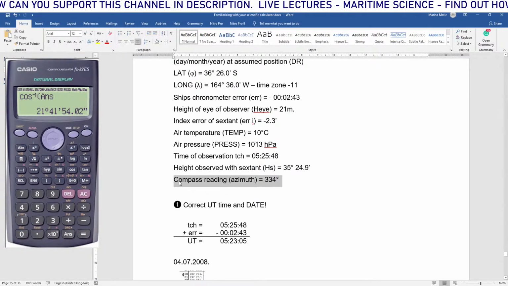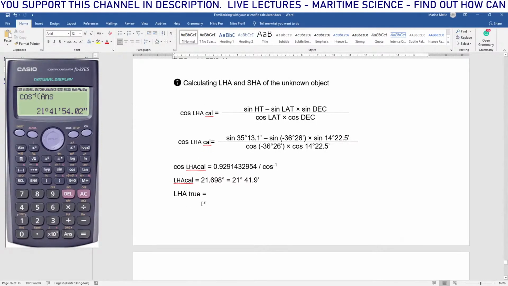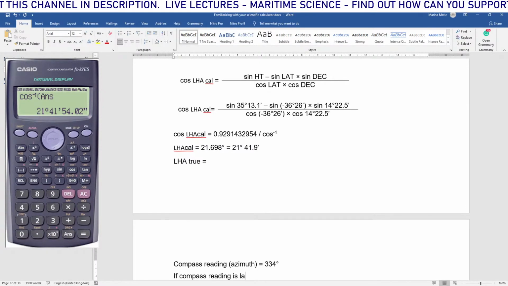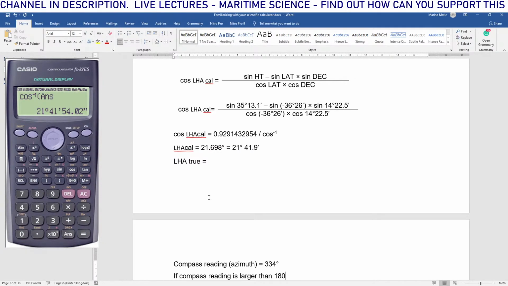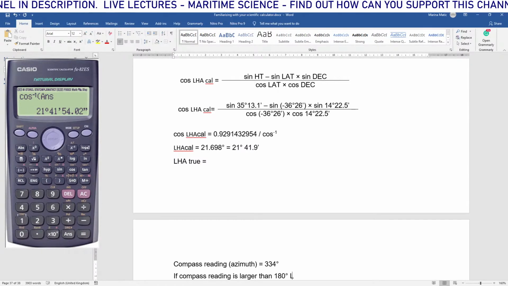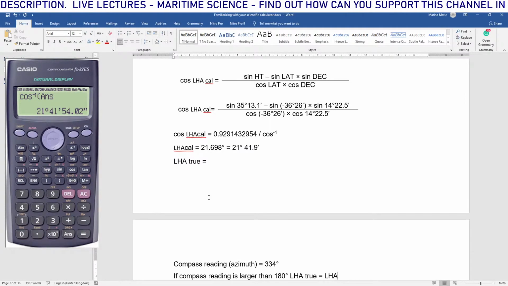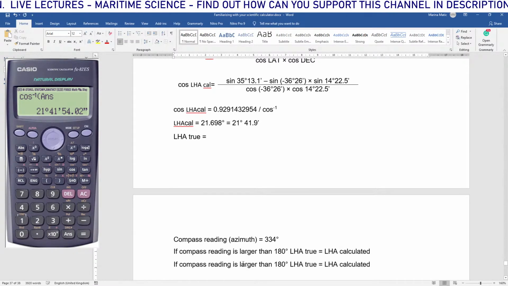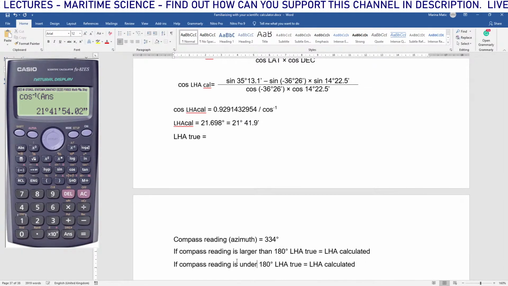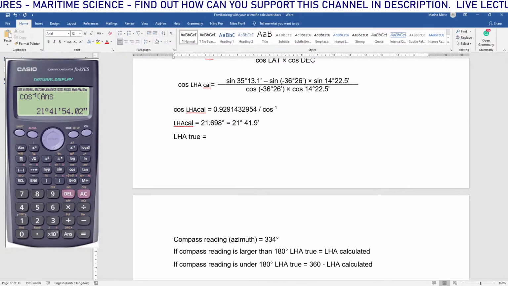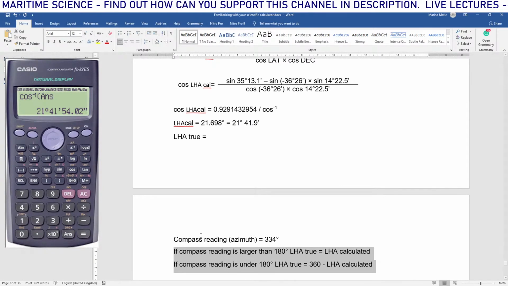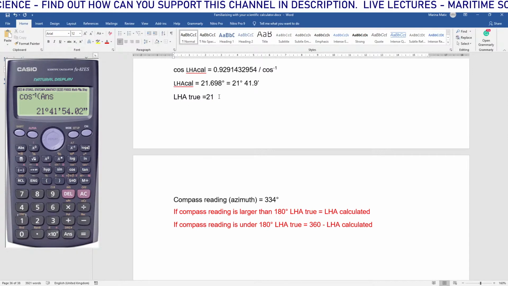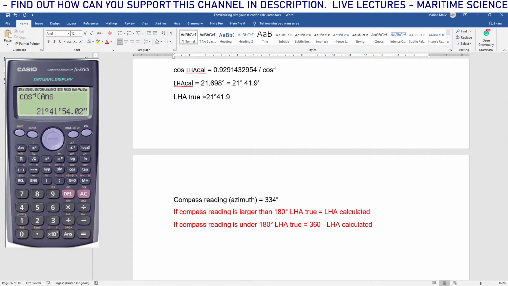And if azimuth, and I'm going to copy this and make a note here, compass reading. So if compass reading is larger than 180 degrees, so that's the rule, that means local hour angle true is equal to local hour angle calculated. If compass reading, so azimuth, is under 180, then local hour angle true is actually 360 minus local hour angle calculated. So these two are the rules. In our case, our compass reading is 334, so that means the true stays the same as calculated. That's 21 degrees, 41.9 minutes.